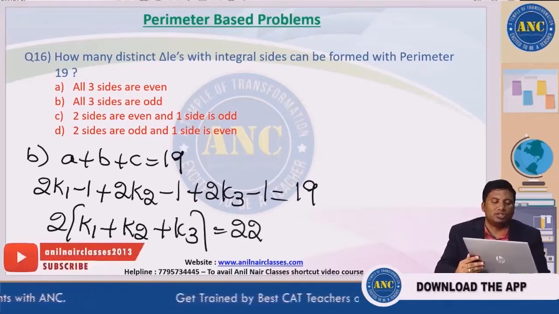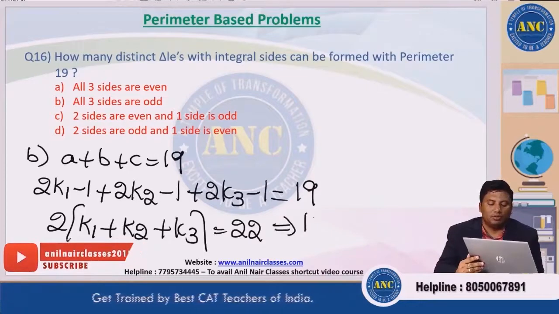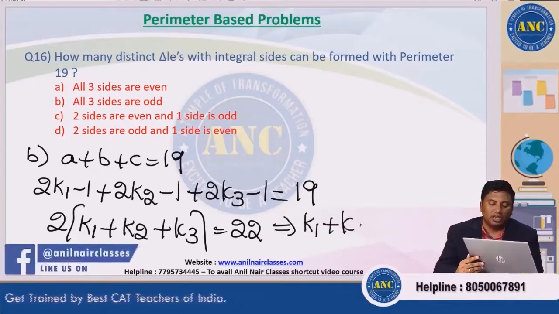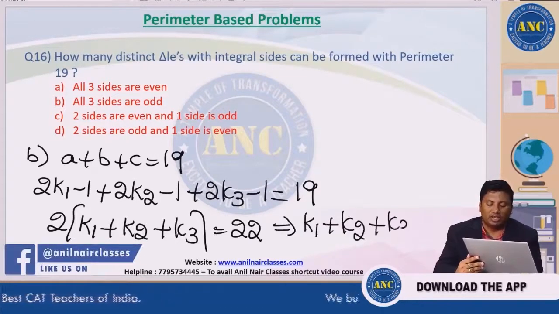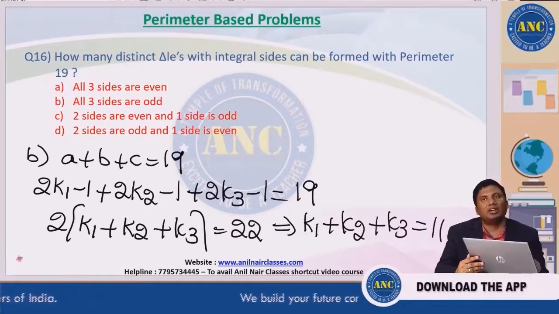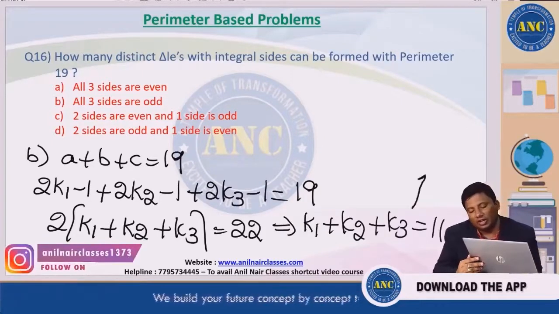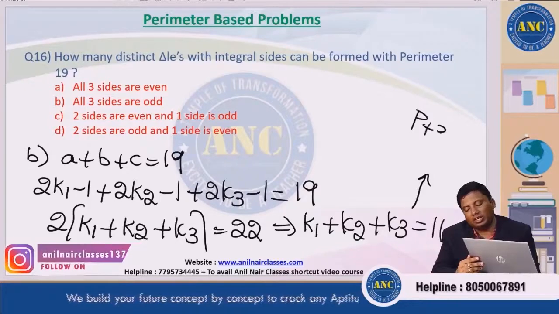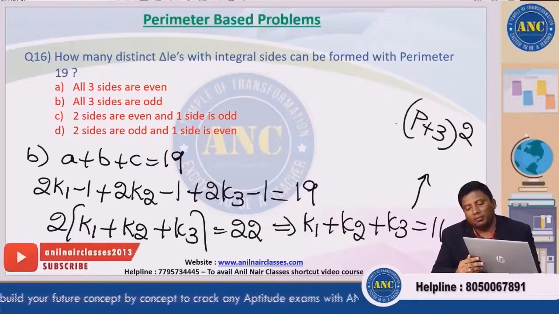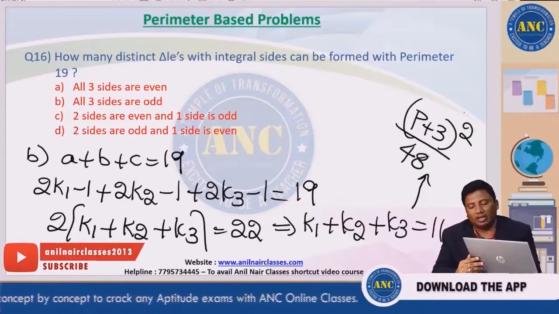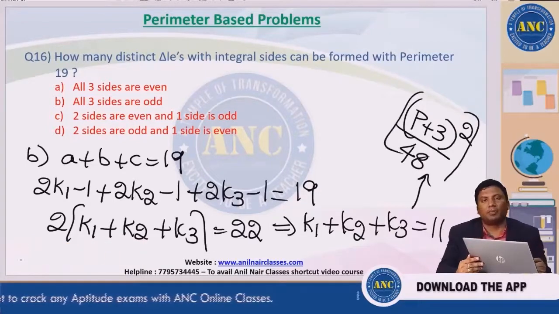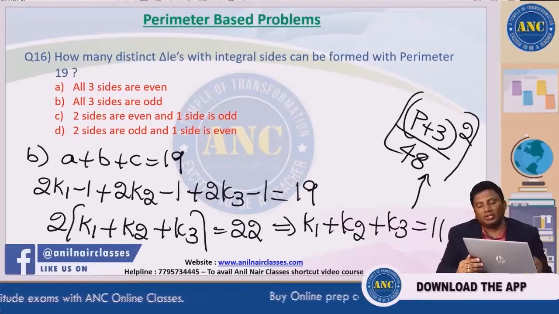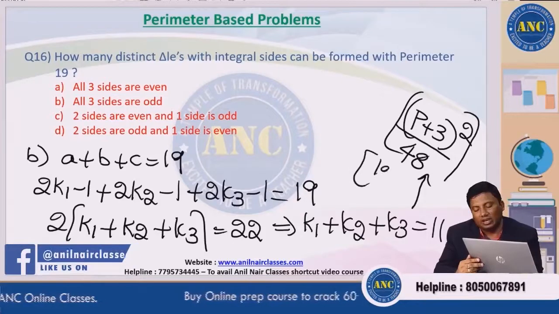So it is nothing but 2 into k1 plus k2 plus k3 minus 3 equivalent to 19, which is 22. So this will become k1 plus k2 plus k3, which is nothing but 11. 11 is an odd number. If it is an odd number, how many distinct triangles can be formed? P plus 3 whole square divided by 48. 11 plus 3 is 14. 14 square is 196.